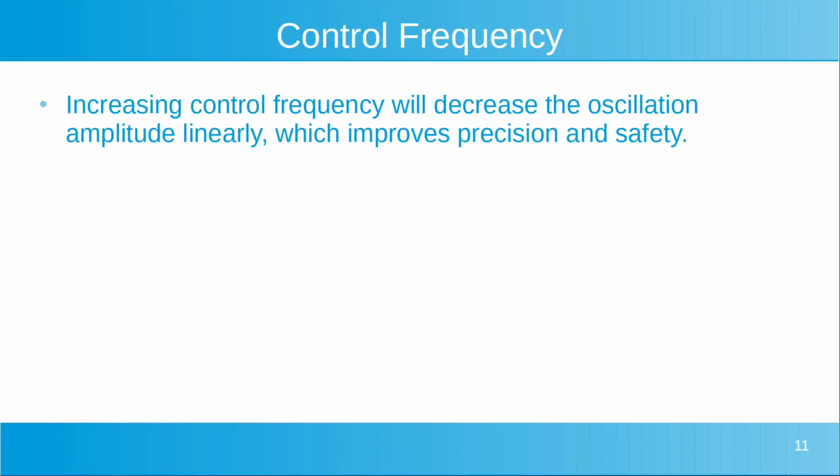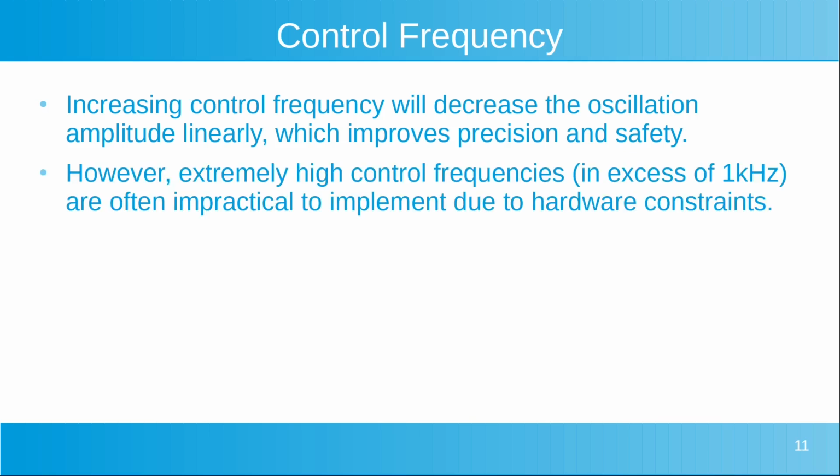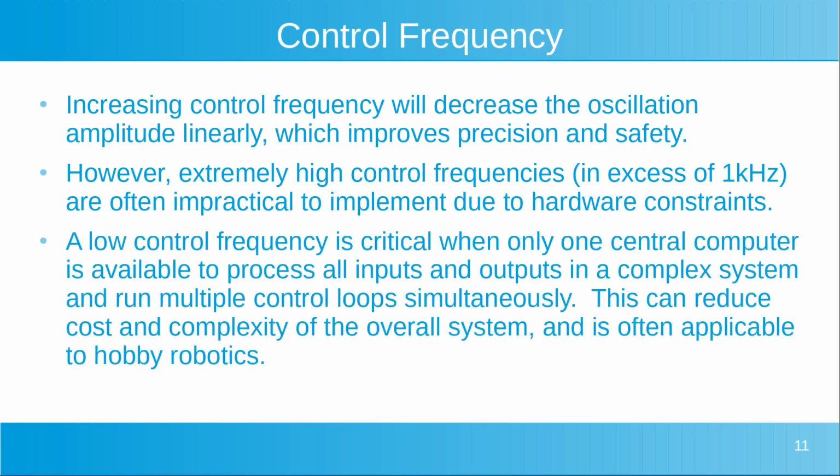Increasing control frequency will decrease the oscillation amplitude linearly, which improves precision and safety. However, extremely high control frequencies, in excess of 1 kHz, are often impractical to implement due to hardware constraints. A low control frequency is critical when only one central computer is available to process all inputs and outputs in a complex system and run multiple control loops simultaneously. This can reduce cost and complexity of the overall system and is often applicable to hobby robotics.